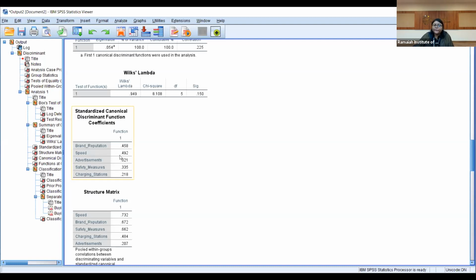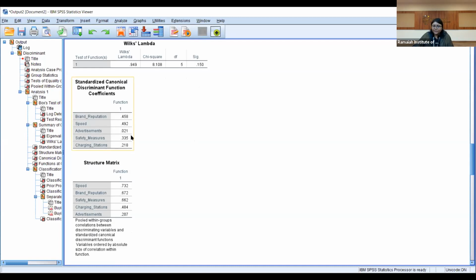Now this 0.458, 0.492, 0.021, all these values are the power of the discriminant function. That means this brand reputation has got around 45% impact on this buying intention. Now this is how you can measure with this. Now in this case, if you notice, this is 0.458, 0.492. This is not in a proper way.